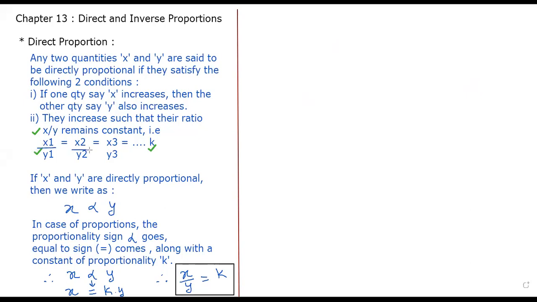So always remember that x upon y means what? x1 upon y1, x2 upon y2, x3 upon y3. Whenever the ratios remain constant, it is going to be directly proportional. Yes or no? Yes, sir.